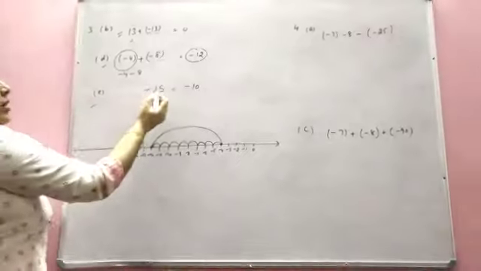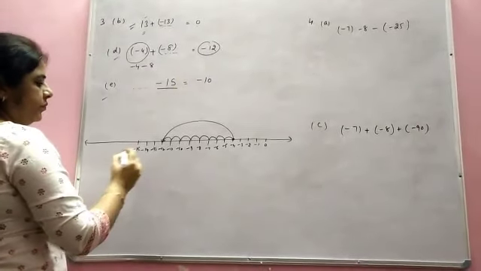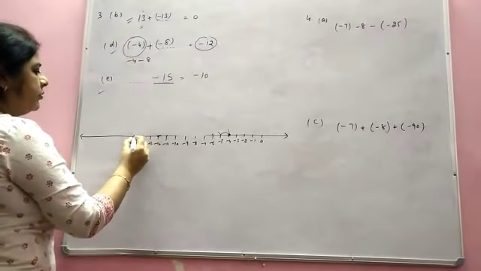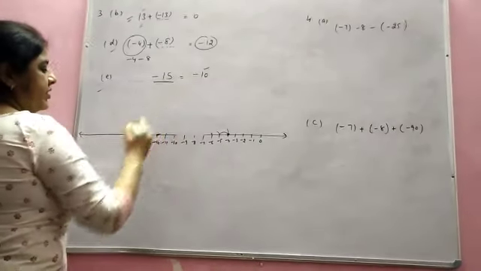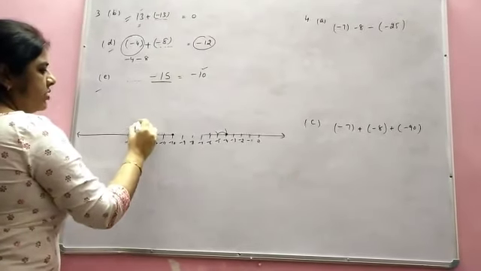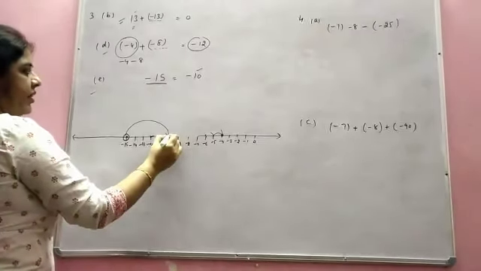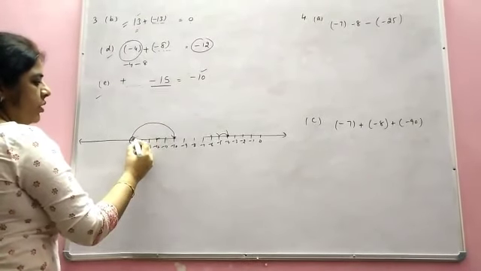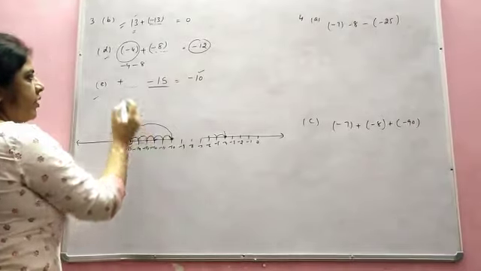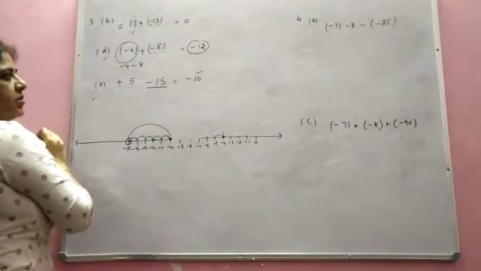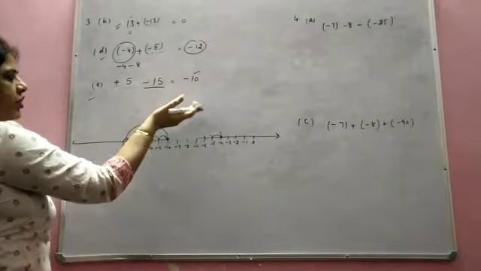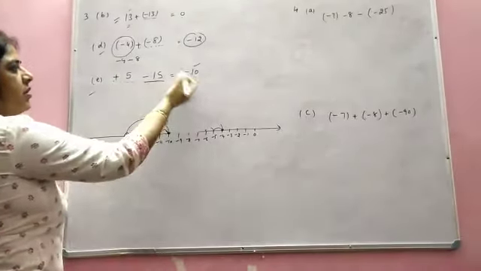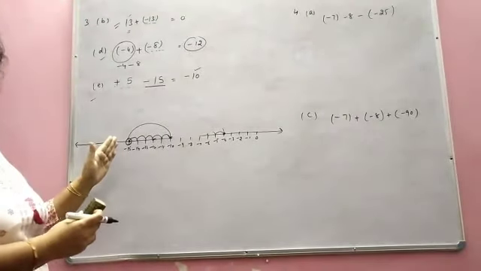Now see, here is minus 15. We want to reach this minus 10. So which direction are we going? Right direction. So plus. How many steps are we moving in this right direction? 1, 2, 3, 4, 5. So what will the answer be here? Plus 5. Plus means we are going to the right direction. How many steps? 5. So see, plus 5 minus 15 gives minus 10. So do this part yourself.